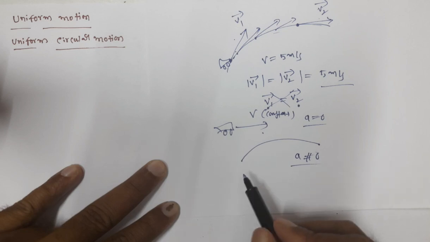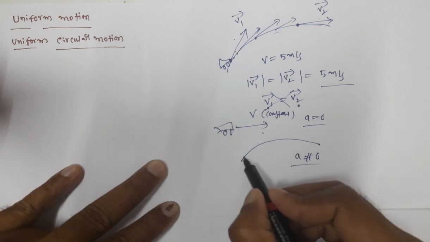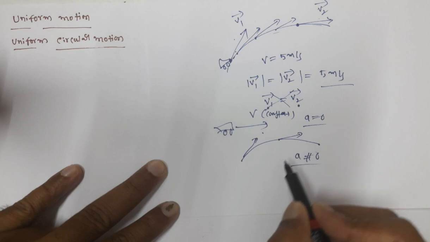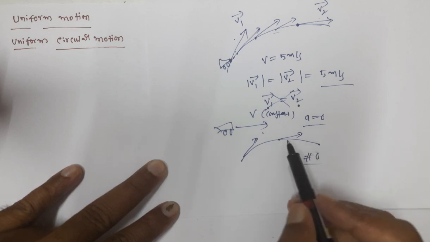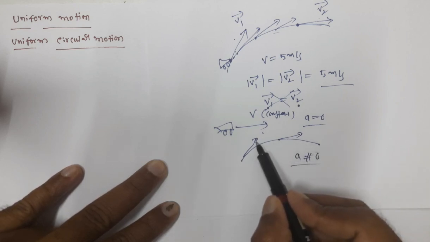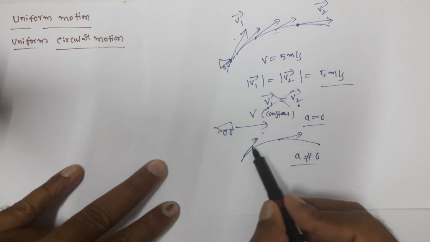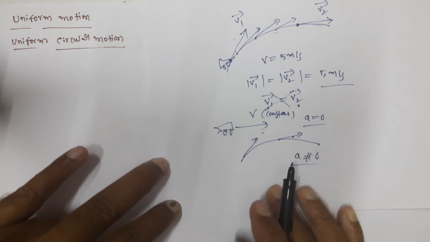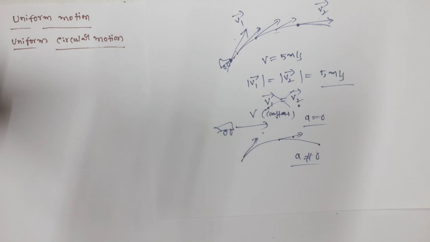Remember this point, because whenever a particle moves on a curved path, the direction of velocity changes. The magnitude may vary. If it moves with constant speed, the magnitude of velocity remains constant, that is, speed remains constant, but the direction always changes, no? But whenever direction changes or magnitude changes, the body will always have acceleration.